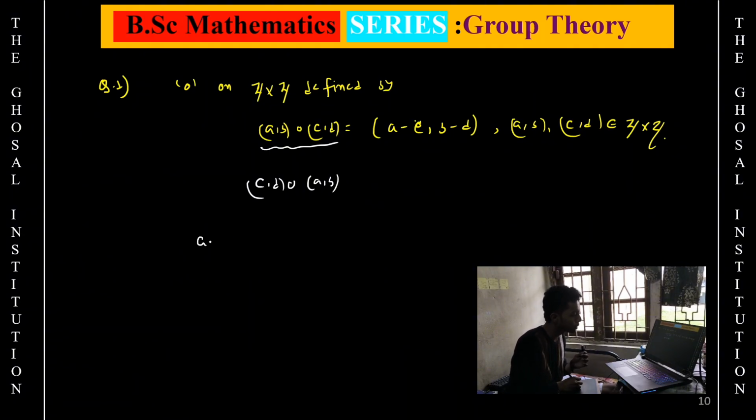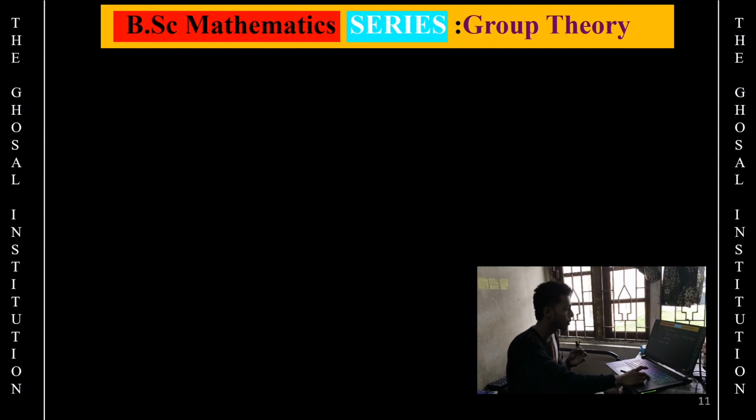For associativity, you take (A, B), (C, D), and (E, F), and take the compositions. If A is in the first position and C is in the first position, then the first component is A minus C, and in the second position B and D give B minus D. So you have to check both associativity and commutativity on your own.